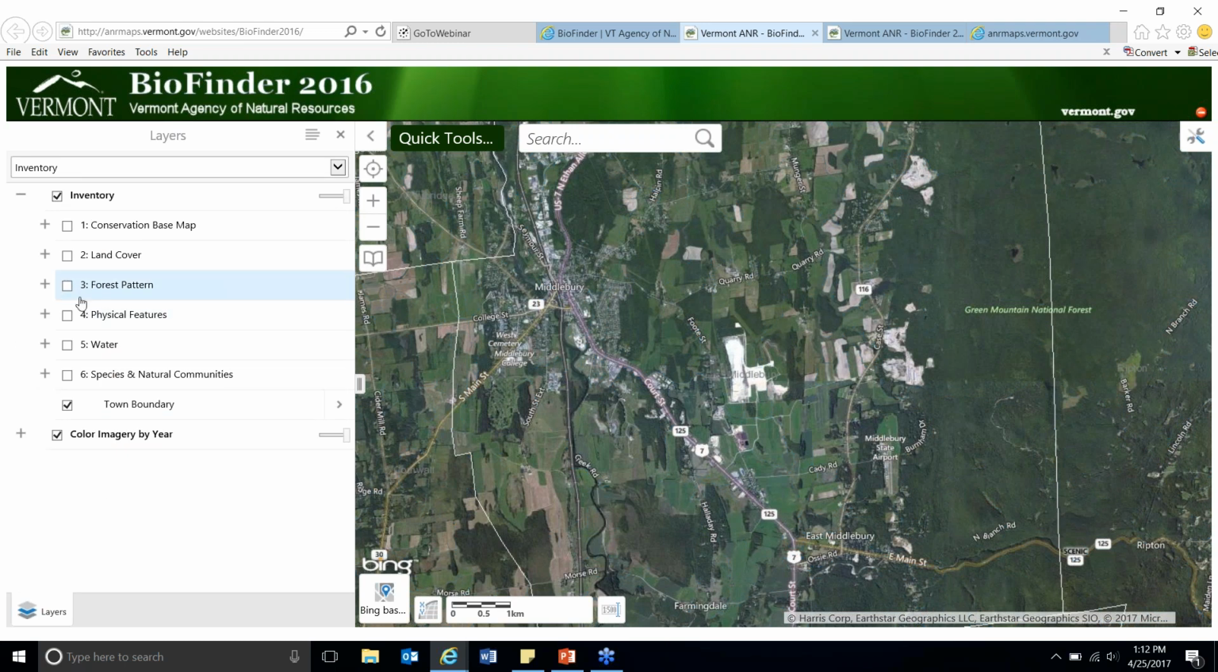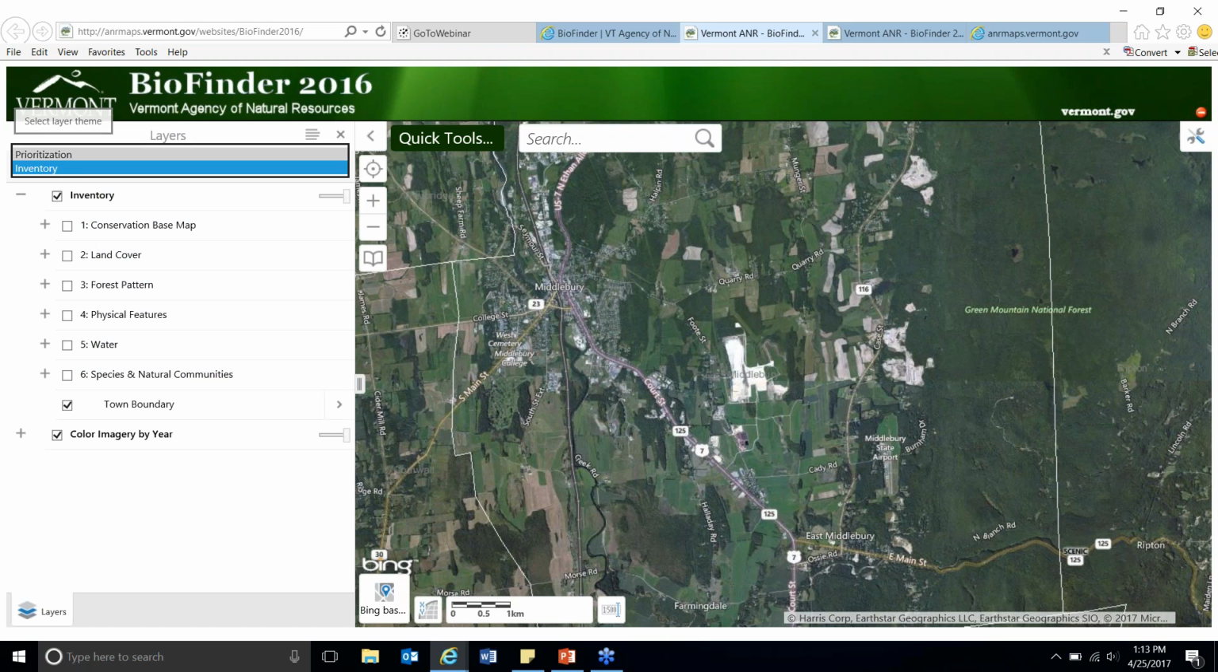I will also share that if you have worked with the Community Wildlife Program before, or really Fish and Wildlife in general, these 6 maps are the same as the 6 maps that we hand out to towns. So many towns are familiar with these 6 maps already, or even have them hanging in their town offices. So I'll leave this one for you to explore as I go back to the prioritization theme, but just know it's there.